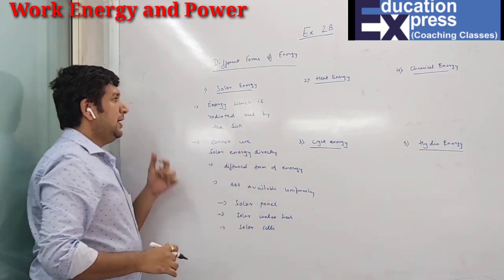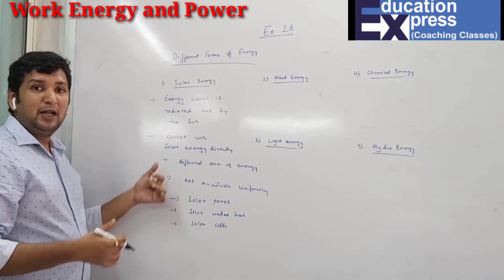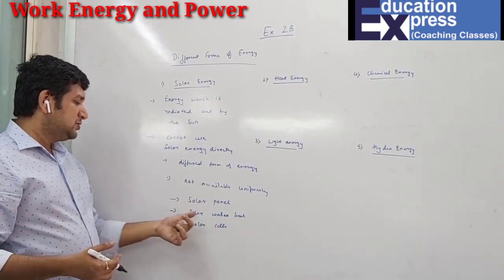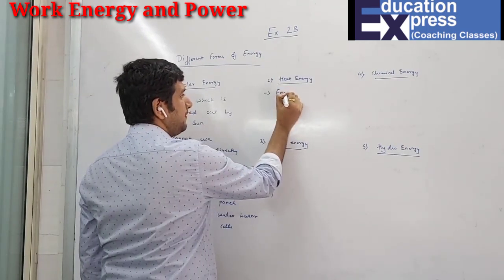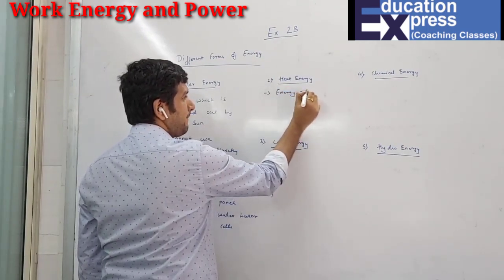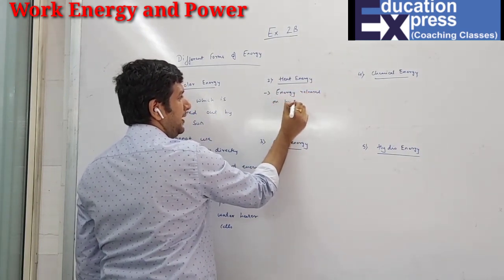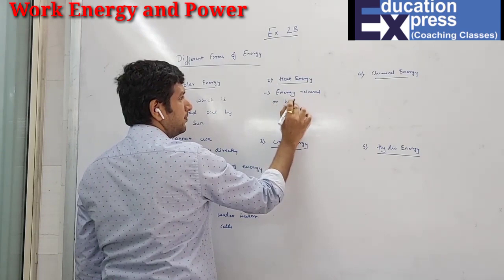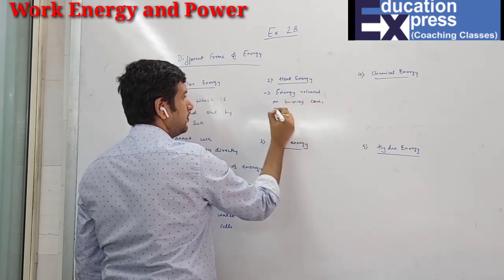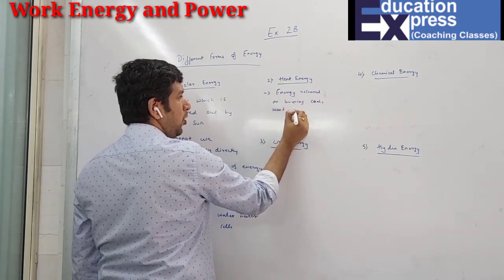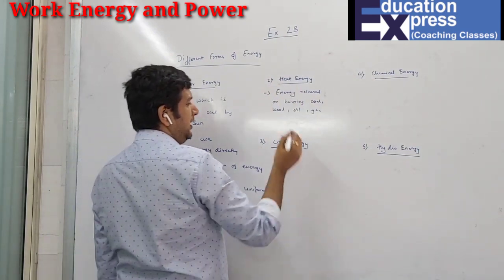That means the energy which is radiated from the sun is said to be your solar energy. You can use that in a number of devices, that is solar panels, solar water heater, or solar energy. The energy released on burning coal, wood, oil, gas, etc. is said to be your heat energy.